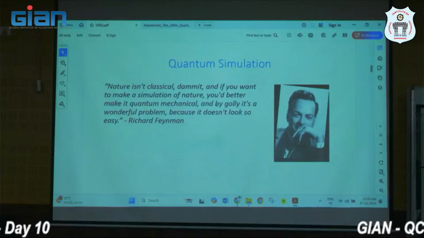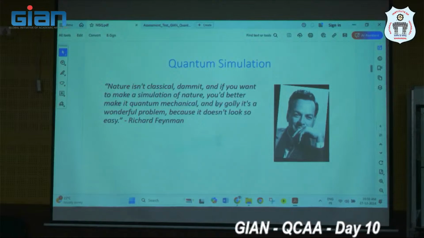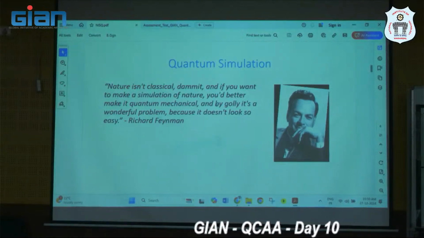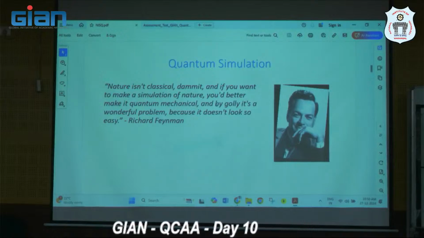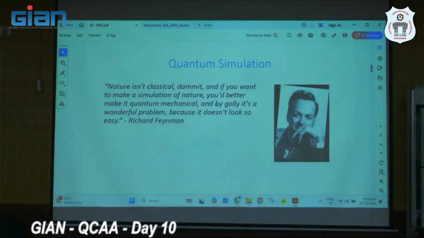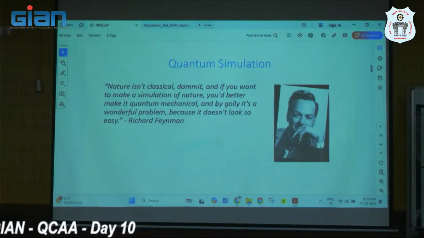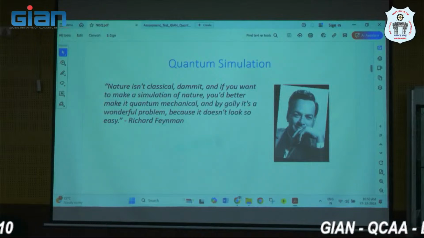Okay? So what he's saying is, if you want to simulate nature, because nature at microscopic scales exhibits quantum mechanical characteristics, then if you want to simulate that, you have to have a quantum computer, correct?